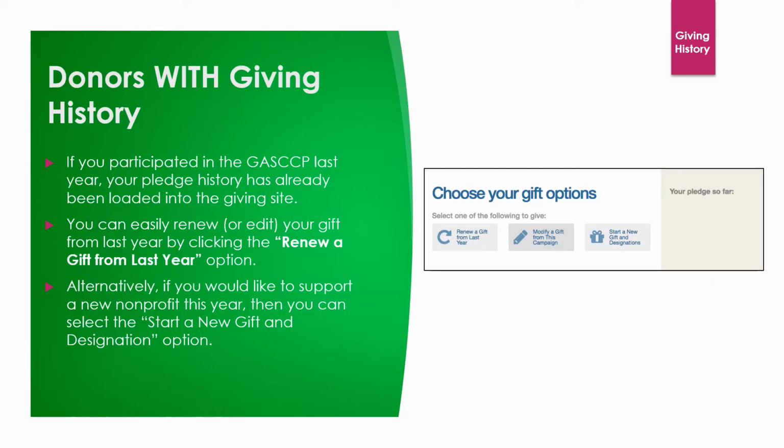Donors with giving history. If you participated in the GASCCP last year, your pledge history has already been loaded into the giving site. You can easily renew or edit your gift from last year by clicking the Renew a Gift from Last Year option. Alternatively, if you would like to support a new nonprofit this year, then you can select the Start a New Gift and Designation option.